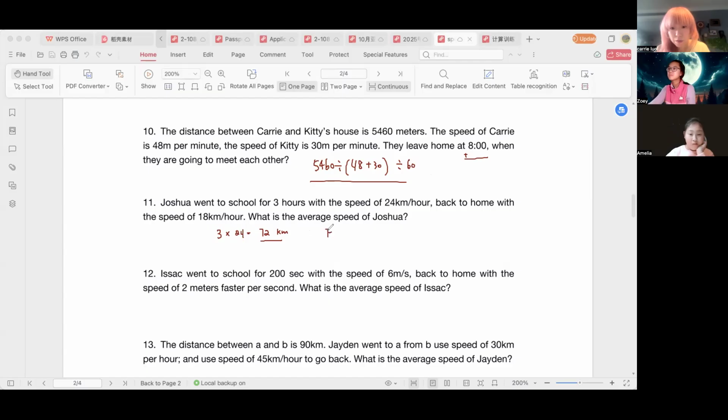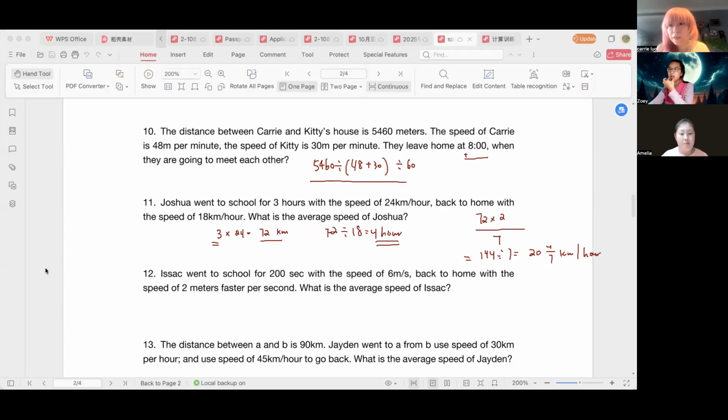So you can see 72 divided by 18 equals 4 hours. So he took 3 hours to go to school and 4 hours to get back home, right? So altogether, how many hours are there? 7 hours, right? So what is the total distance? 72 times 2. So the answer is 144 divided by 7. So the answer is 144/7 kilometers per hour, the average speed of Joshua.